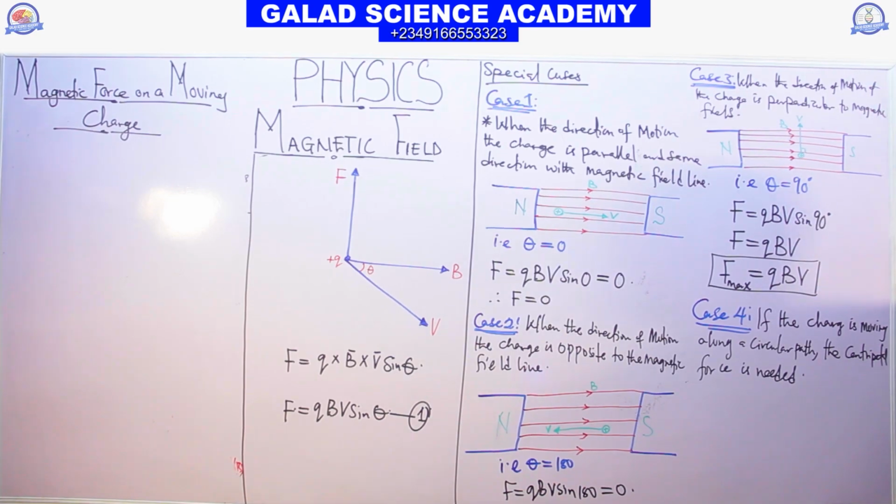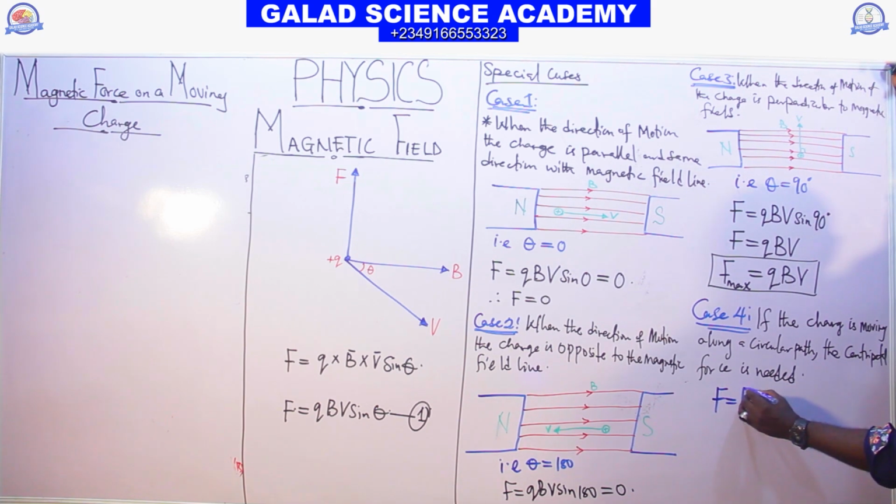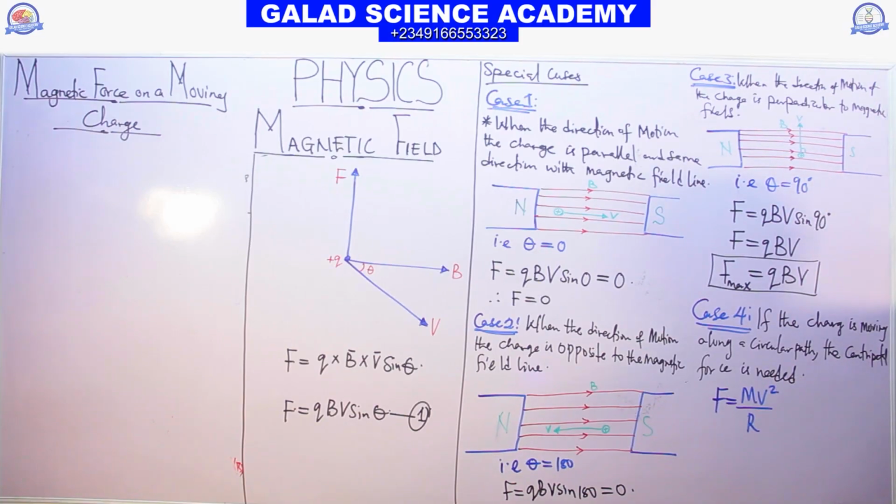What is the centripetal force? The centripetal force is F equal to mv square over R, where R is the radius of the circle, v is the speed of the charge, and m is the mass of the charge. If you have this, you can call this equation 2. No, this is equation 2.